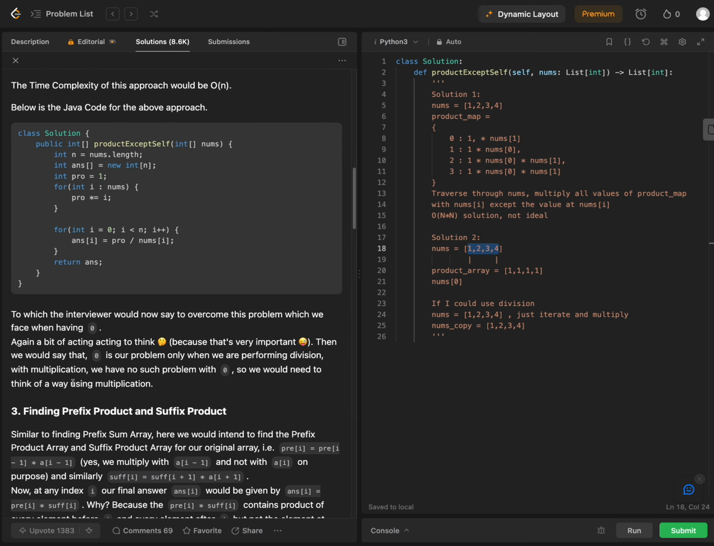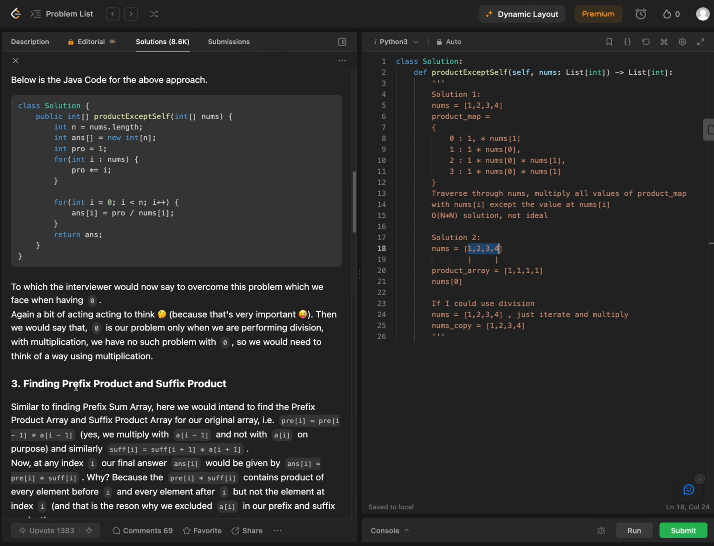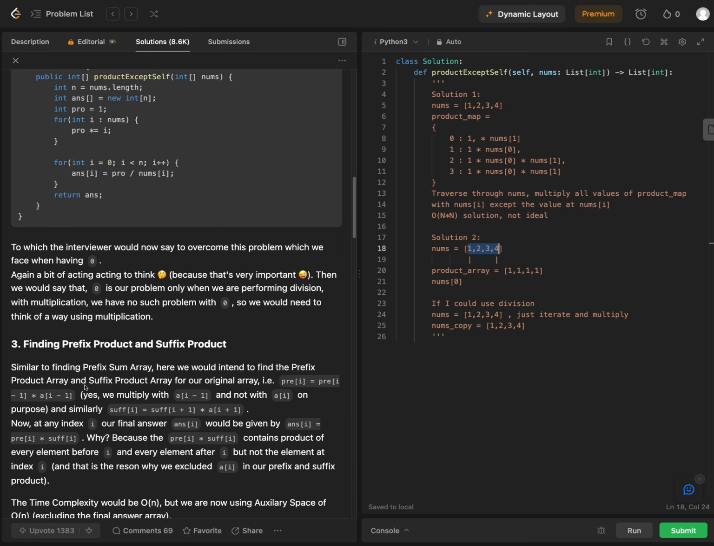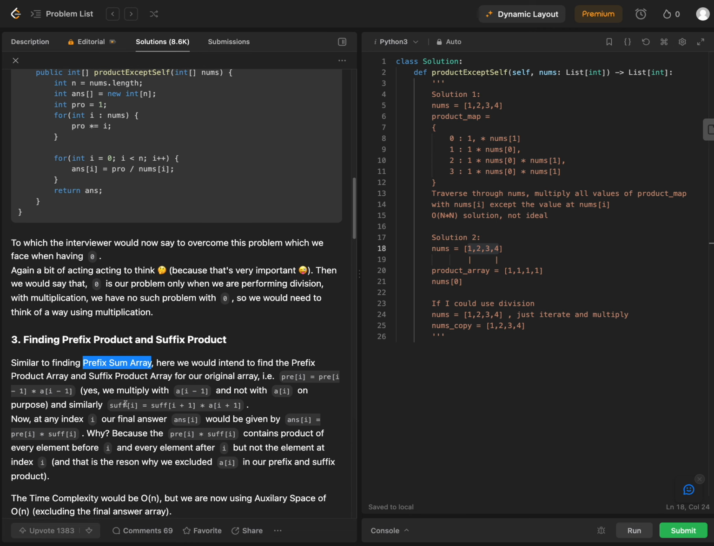Similar to finding a prefix sum array, we will need to find a prefix product array and suffix product array for the original array. We will have to find a prefix product array and suffix product array for the original array, i.e. prefix[i] equals prefix[i minus 1] times a[i minus 1]. Yes, we multiply with a[i minus 1], and suffix equals to suffix.